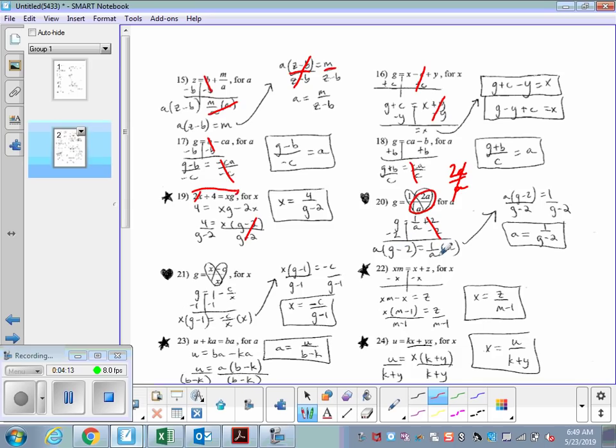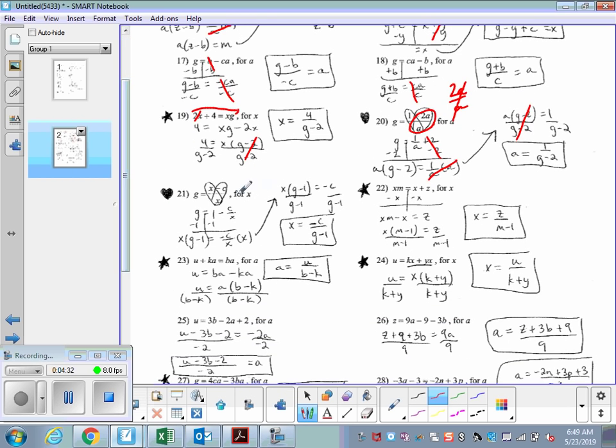Now, since a is in the denominator, I'm going to multiply by a on both sides. So over here, I've got a times g minus 2. Since it's a times g minus 2, and we want to solve for a, now we're going to divide both sides by this term, and a is 1 over g minus 2.